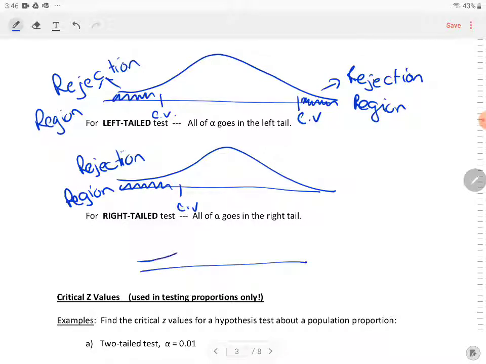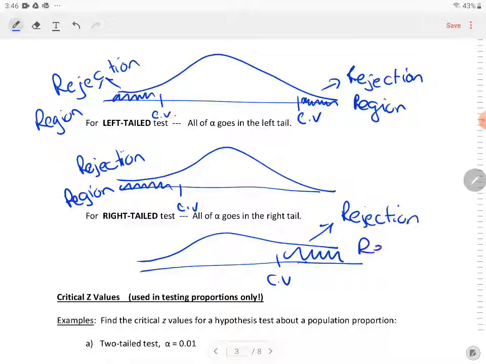Okay, then the right tail test, all of the alpha goes into the right tail. Again, we have a critical value. And once again, the rejection region is to the right. Okay, so your z values are used in proportions only. So we wanted to find a critical z value here.